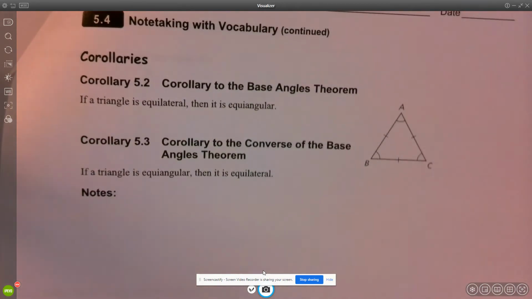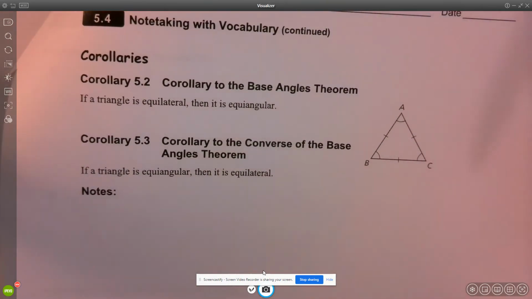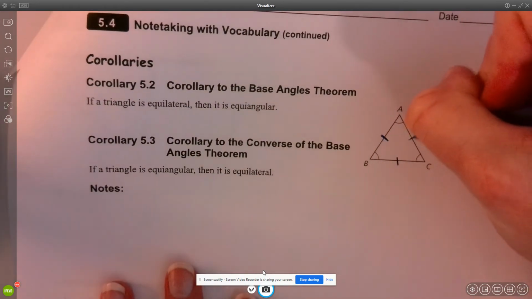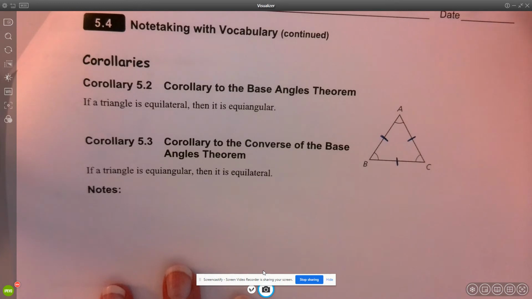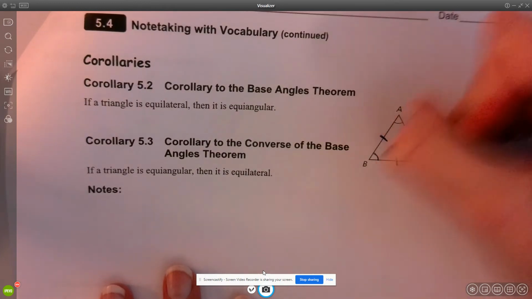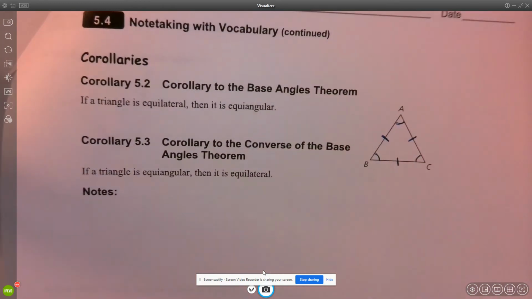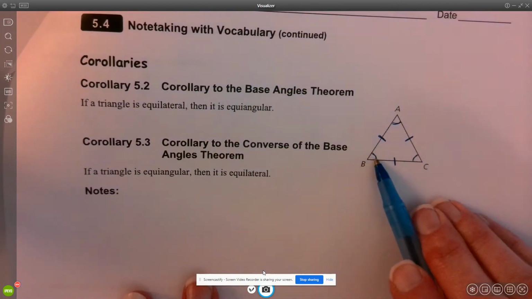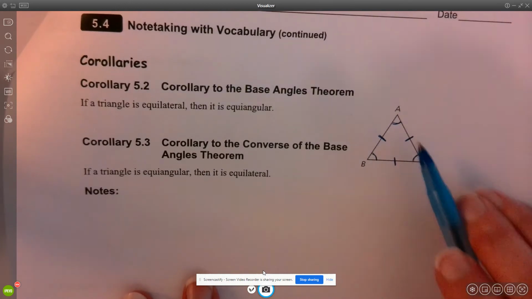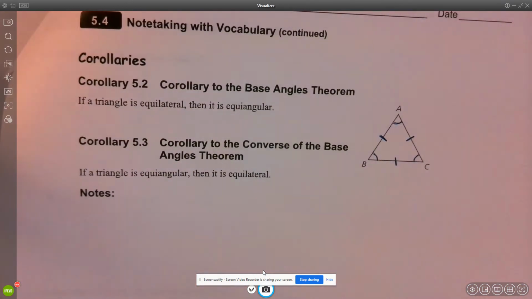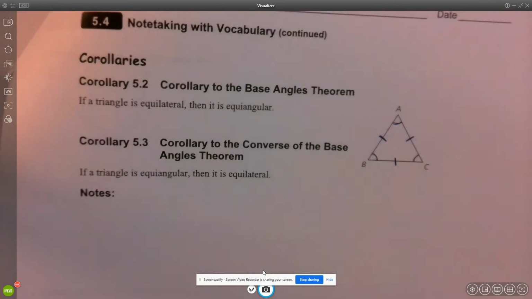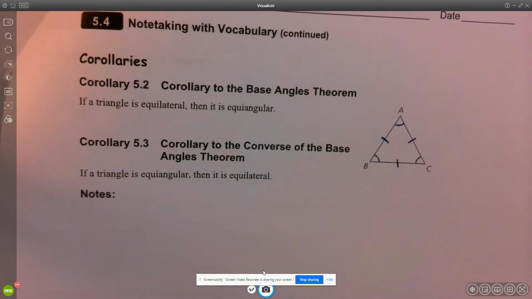And remember, what's true about equilateral triangles is if all sides are equal, then you know all the angles are congruent to each other, and vice versa. If you know that a triangle has all equal angles, then you know all the sides have to be equal as well. Basically, every equilateral triangle is equiangular, and every equiangular triangle is also equilateral.